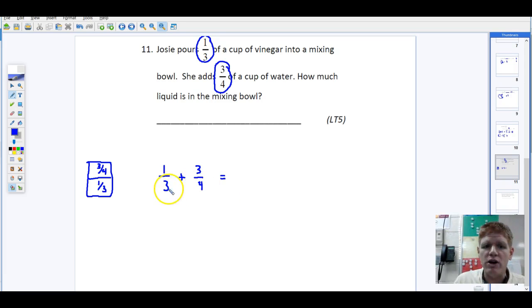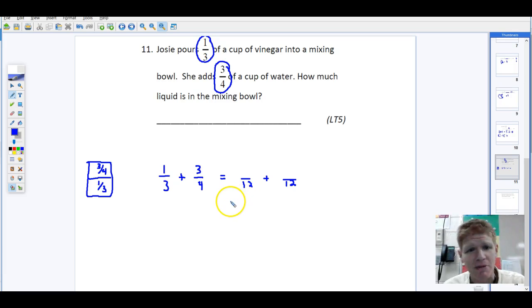Well, I'm going to go with 12 because I know that 3 times 4 gives me 12. So I want to have 12 in the bottom for both of these numbers. Now I can't just magic that up. I don't have any magical unicorns to make that happen. So what I'm going to do is I know that if I want 12 in the bottom, I have to multiply that 3 by a 4. 4 times 3 will give me 12.